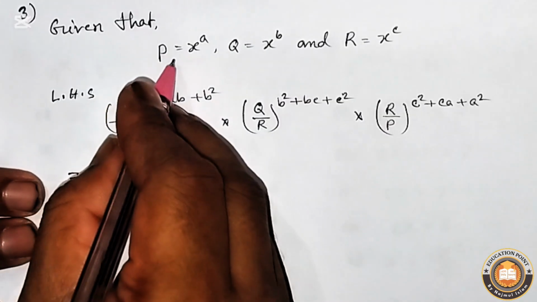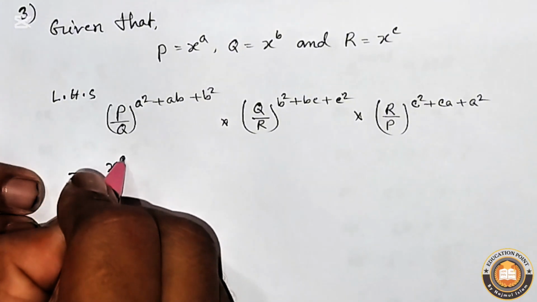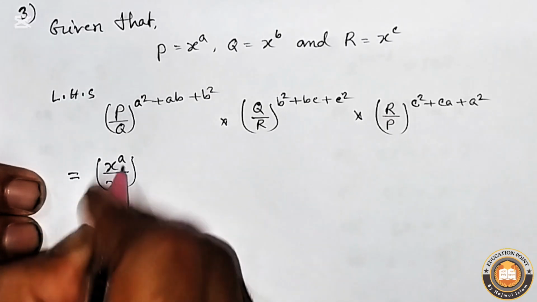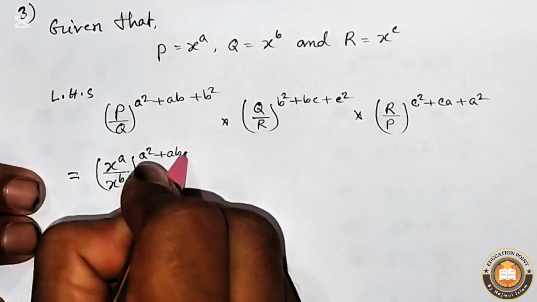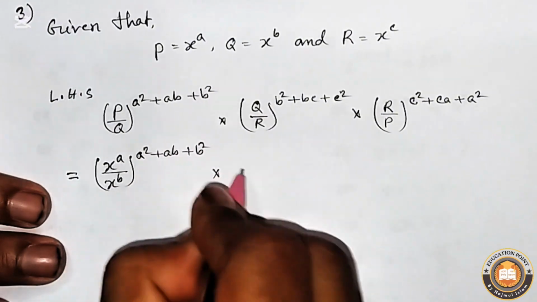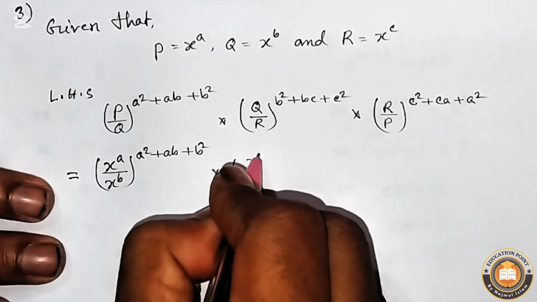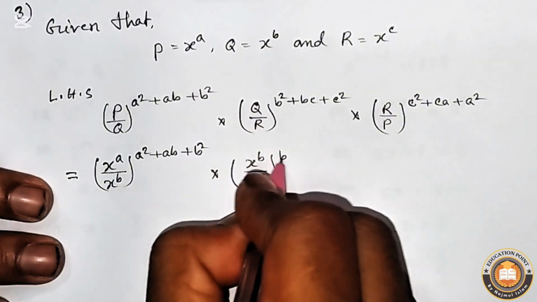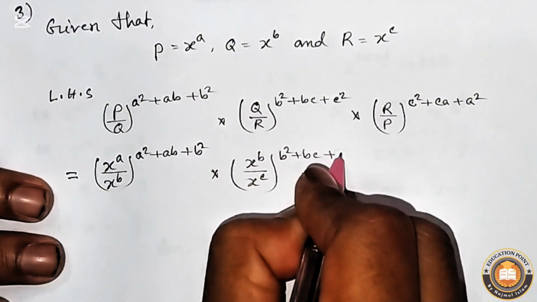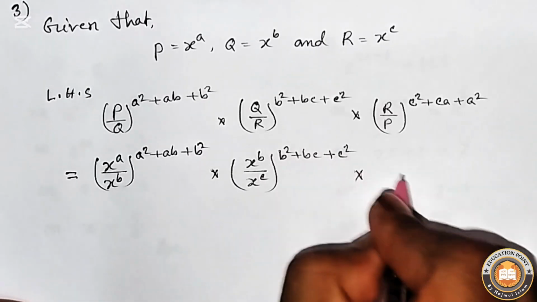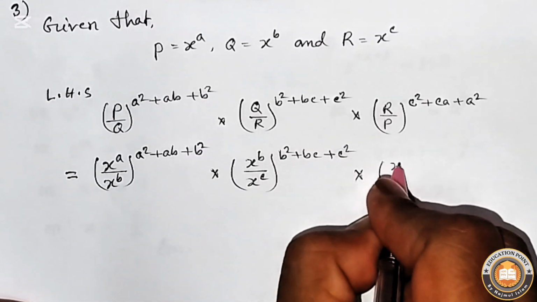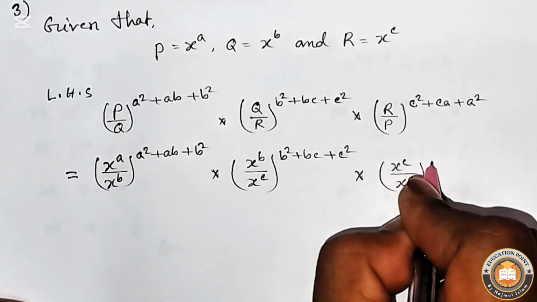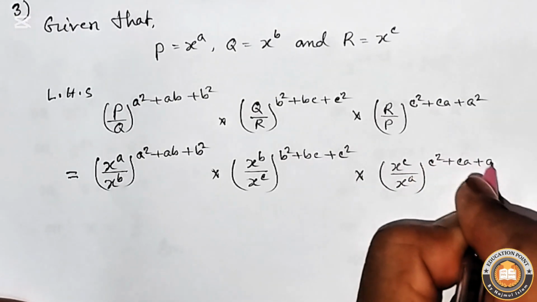Value of p is x power a divided by value of q equal x power b, their whole power a square plus ab plus b square, into value of q equal x power b divided by value of r equal x power c, their whole power b square plus bc plus c square, into value of r is x power c divided by value of p is x power a, their whole power c square plus ca plus a square.